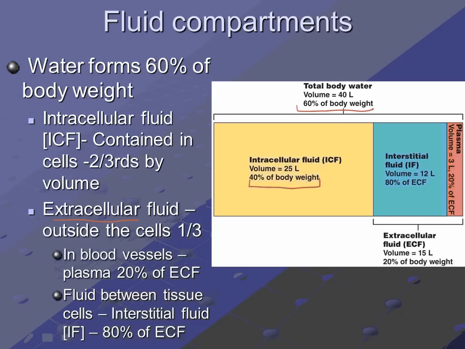Extracellular is anything that is outside the cells. This is 1/3 by volume. So here you can see it is 20% of your body weight. So that makes it 1/3 and this makes it 2/3. Extracellular is further divided into two parts. One which is in the blood vessels, because that's outside the cells, right? That is plasma. So that's only 20% of the extracellular fluid. And the second is interstitial fluid, which is 80%. Most of this extracellular fluid is in the interstitial fluid.